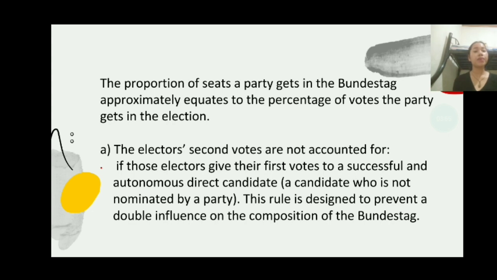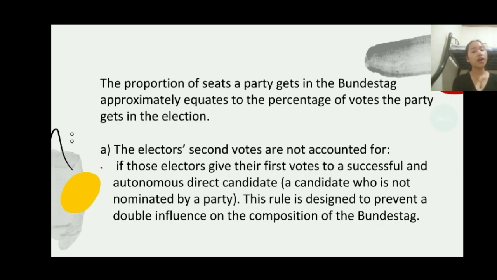The proportion of seats a party gets in the Bundestag approximately equates to the percentage of votes the party gets in the election. Of course, the proportion of seats must be the same as the percentage of votes the party gets in the election. So, 50% from the constituency and 50% for the party list seats.